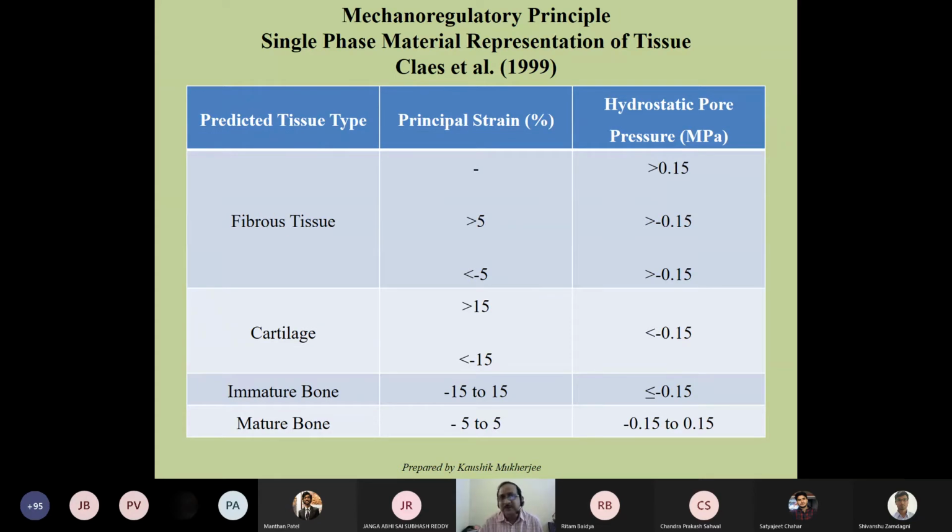So these values are basically based on principal strain and hydrostatic pressure. Actually, there are some threshold values or threshold ranges of values based on which we can decide whether this tissue is a fibrous tissue, cartilage, immature bone or mature bone.